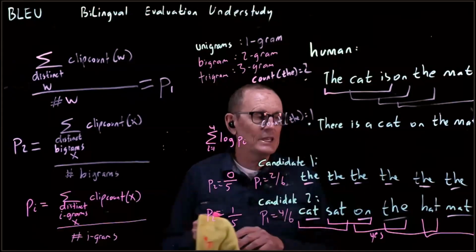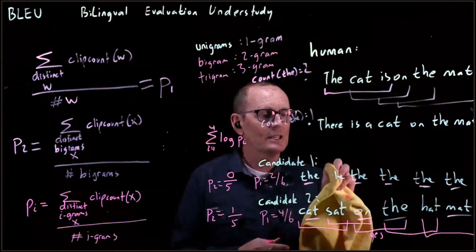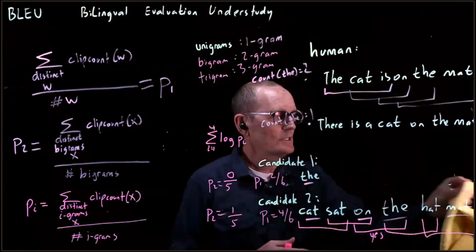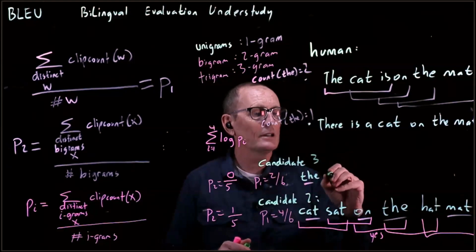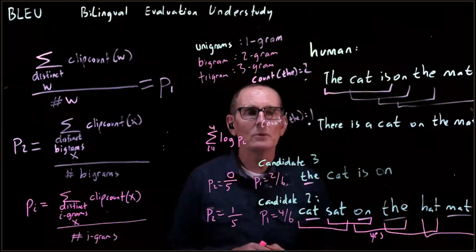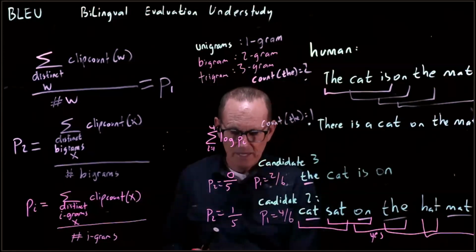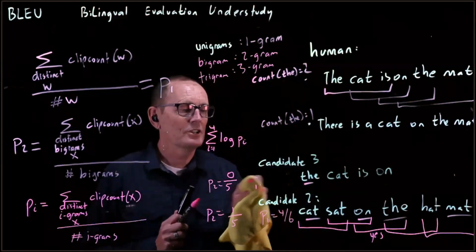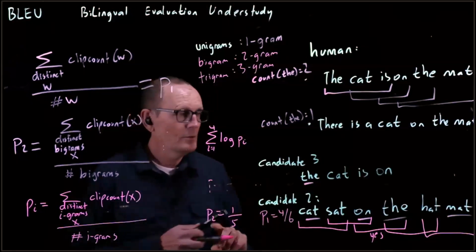So let me get myself a perfect BLEU score. This is going to be candidate number 3. Candidate 3 is going to be "the cat is on." What's my P1 going to be for that? P1 is going to be 1. I've got 4 words, and they all appear in human translations. In fact, they all appear in the first one. So here, P1 is going to be 1.